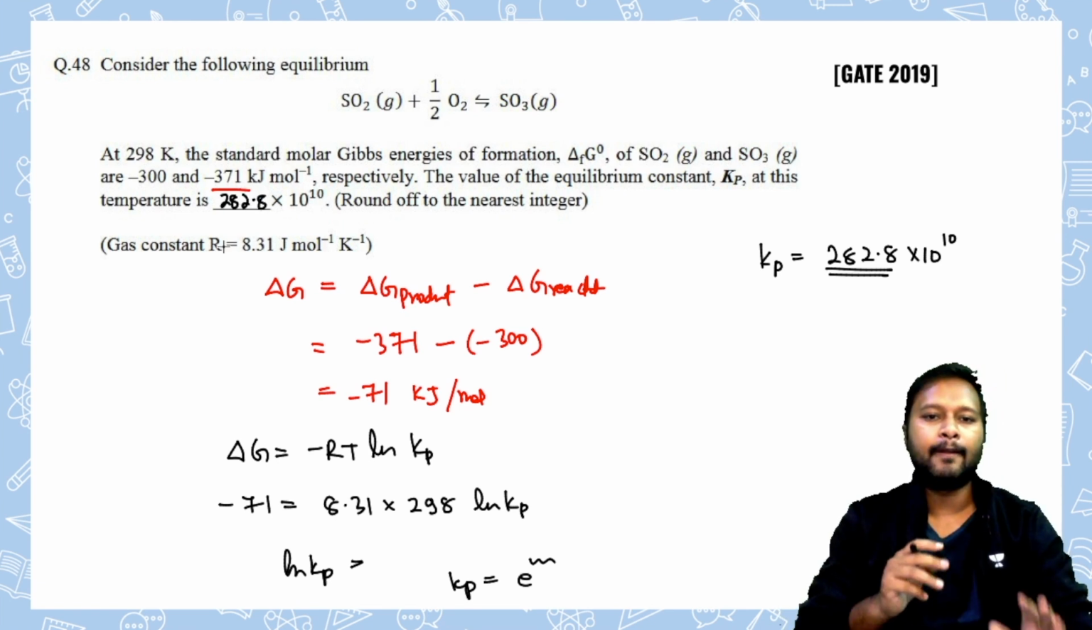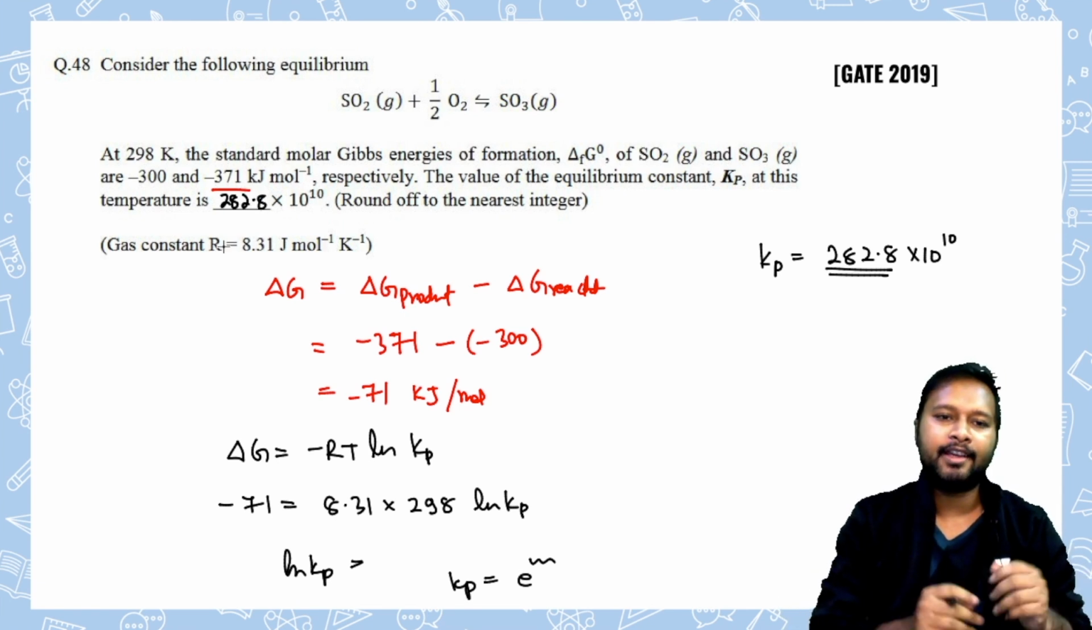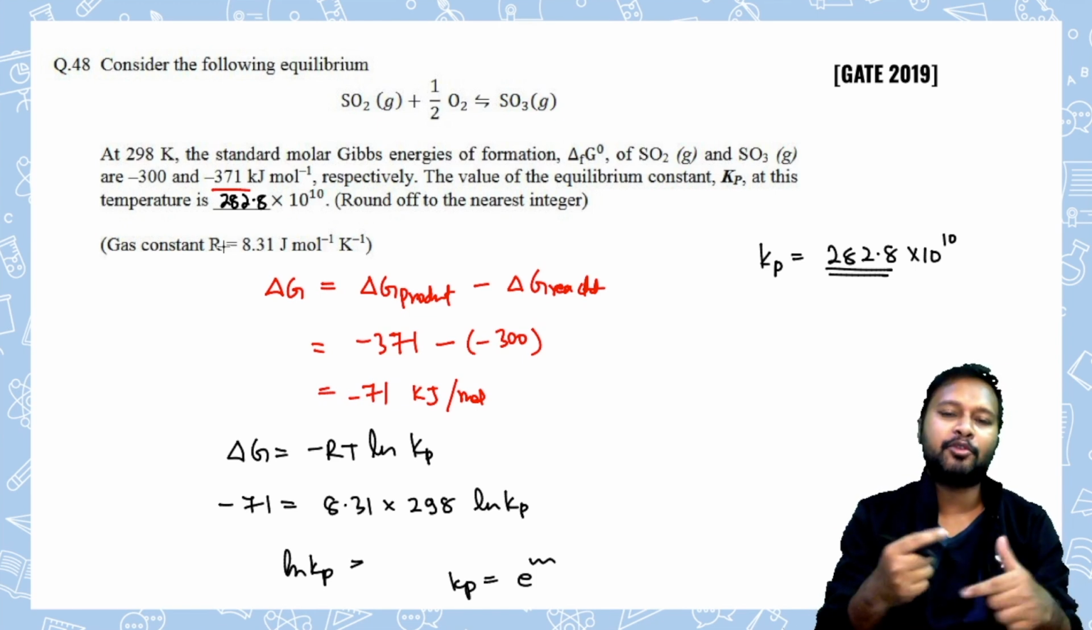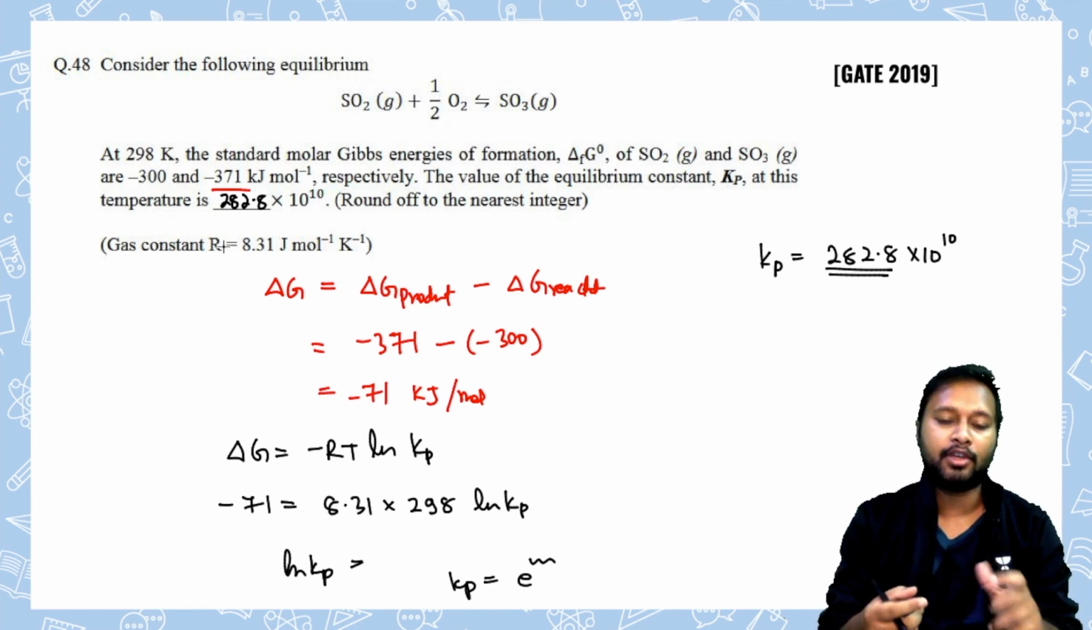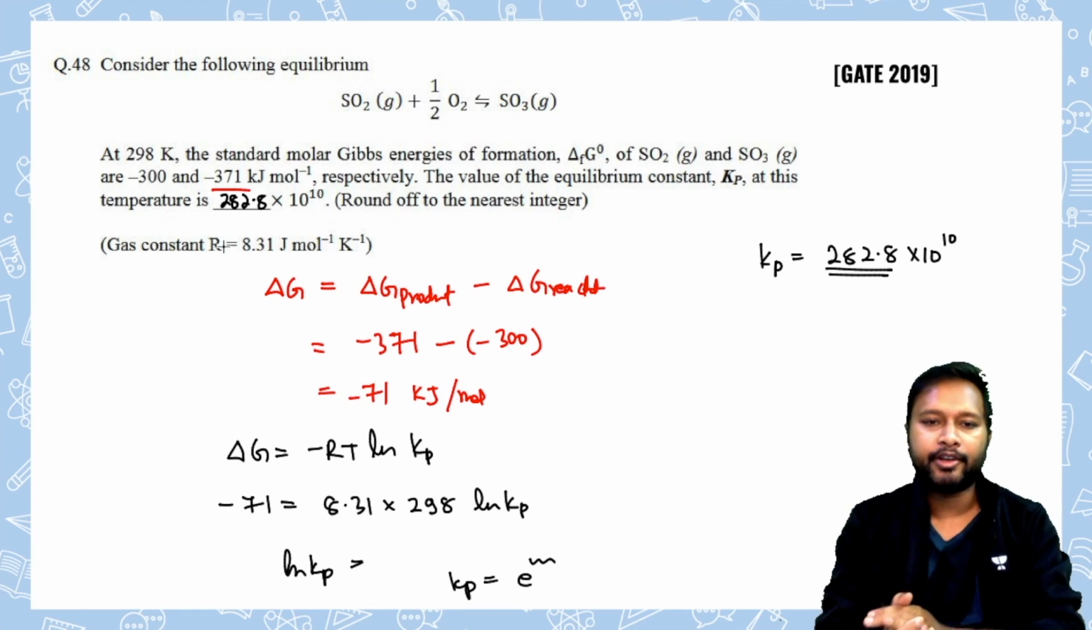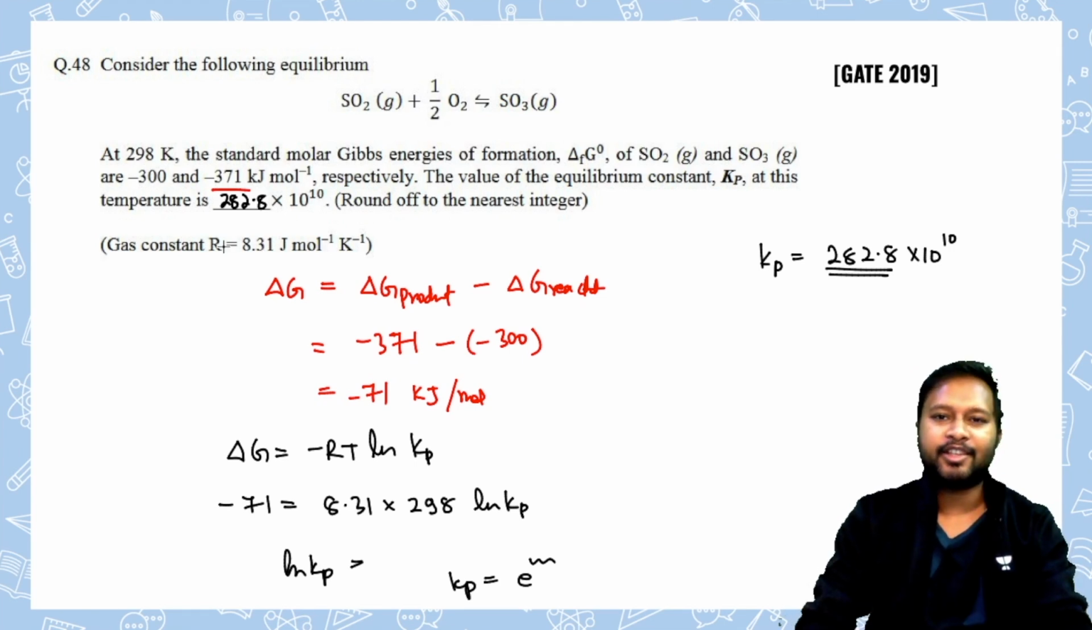So 282.8 will be the final answer for this question. All right, so this is how you have to do it. You just have to be good at calculations. You should be good at using the calculator, right? So let's take the next one then.